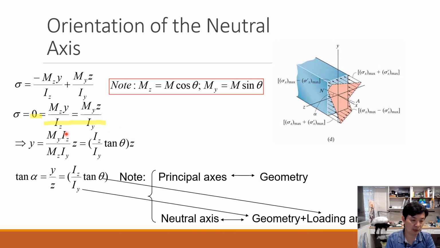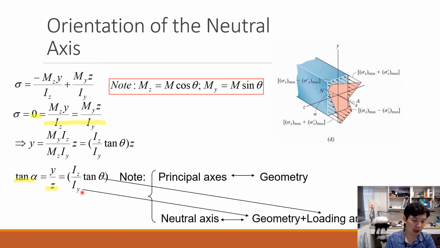The remaining component would be iz, iy over here, and z is here. When you shift z to the other side, you get tangent alpha. This is the angle, tangent alpha. Y over z is the orientation, or the angle, of your neutral axis. Okay, and it equals what? It equals the product of two portions. Tangent theta is the loading angle. Okay, loading angle, the angle of your moment.